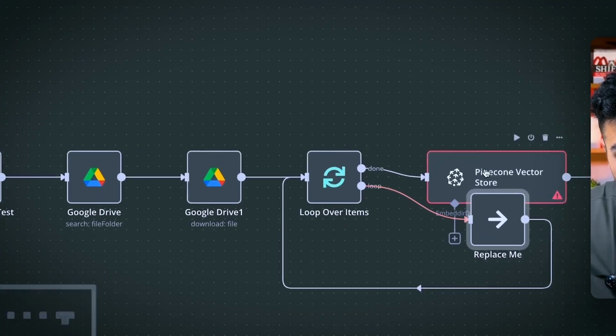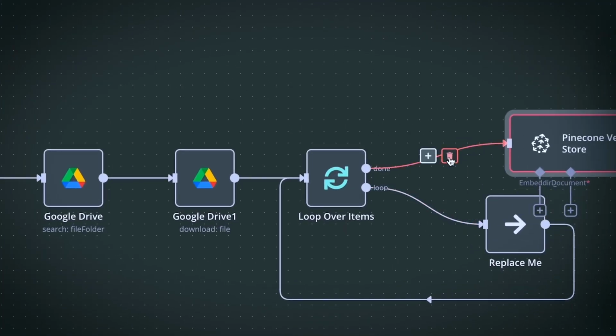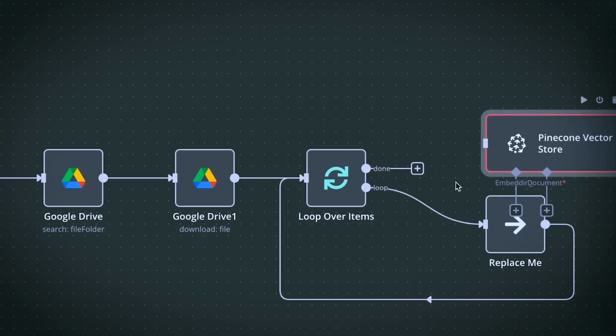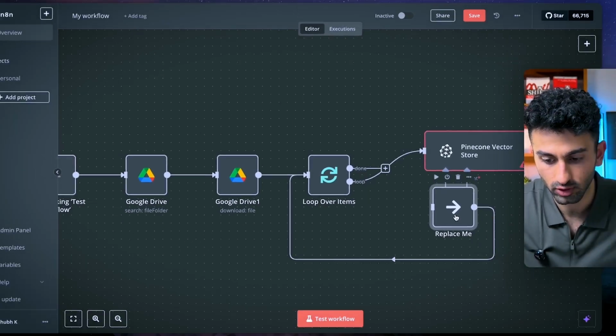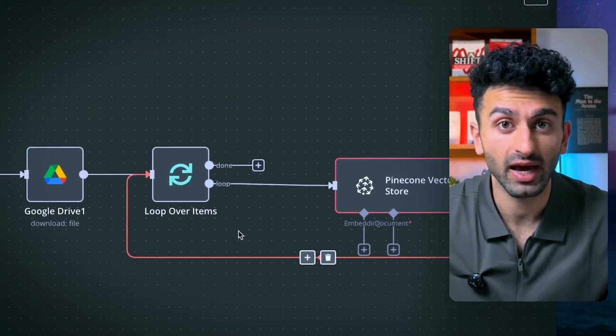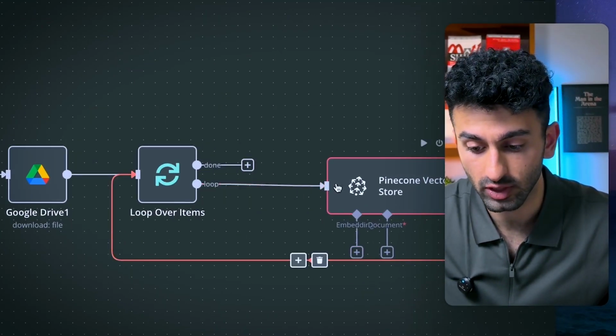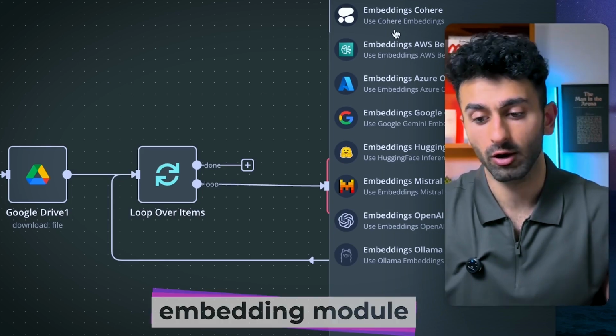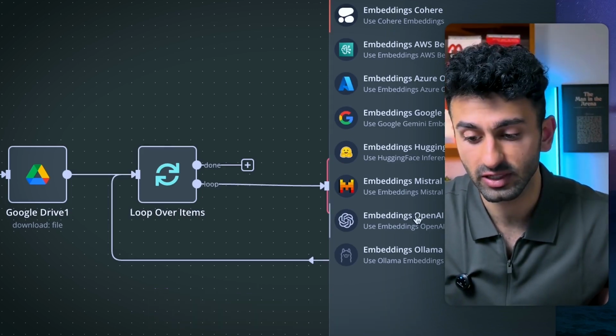And so we have a module to loop, and then we want to move our Pinecone into the loop module. And so where it says replace me, we're actually going to move that into our Pinecone database. And then as soon as it finishes the Pinecone, we are going to come back and loop and go back through this. So now that we have this loop set up, we are going to create an embedding module that our Pinecone database is going to use.